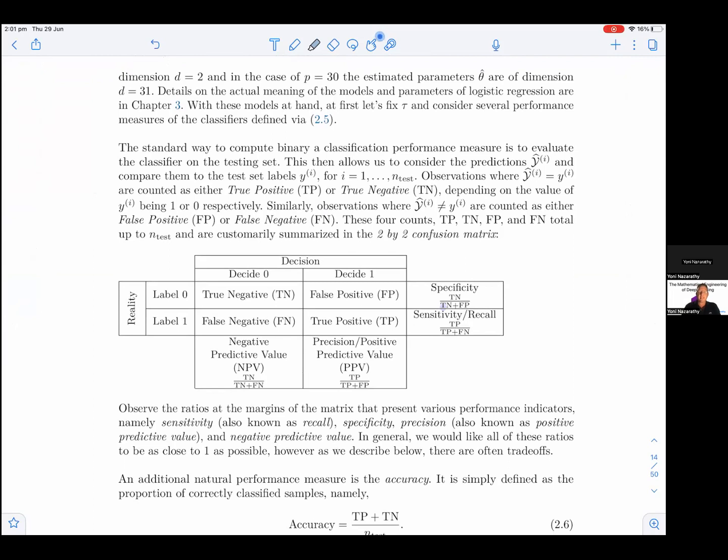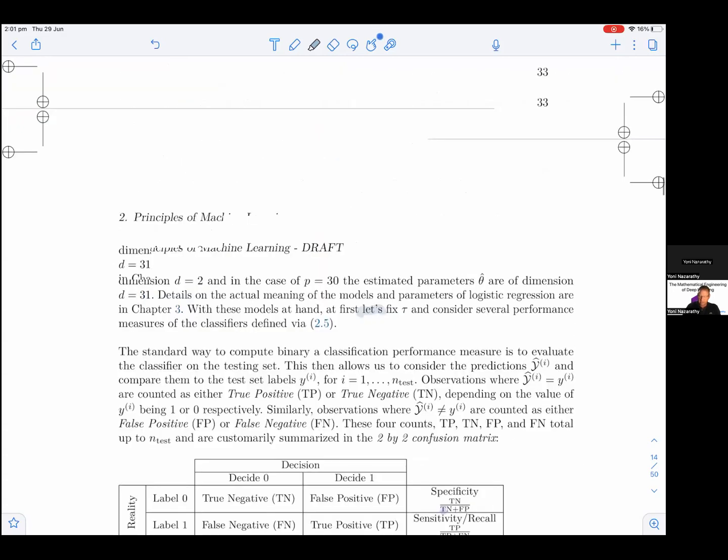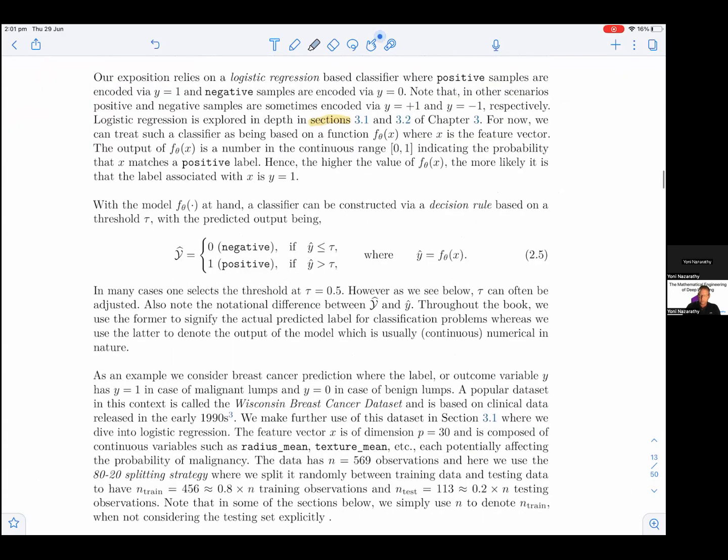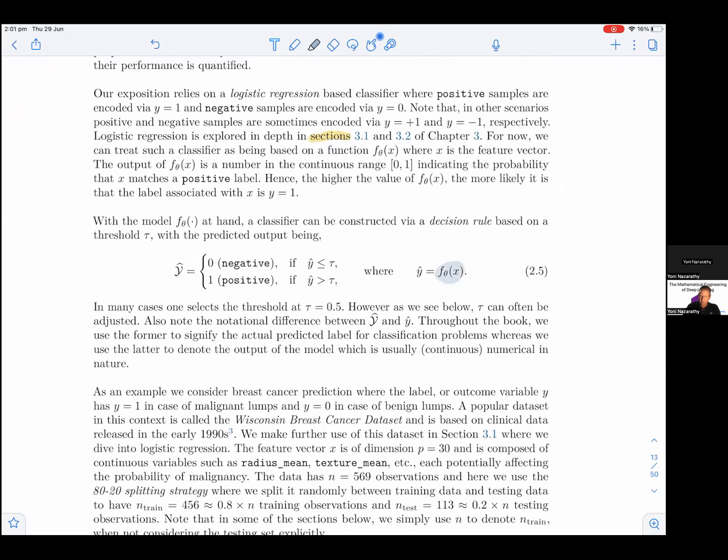With these models at hand, let's first fix tau and consider several performance measures of the classifier defined via 2.5. So again, 2.5 would take our logistic regression model and then either get a negative or a positive depending on if we are less than tau or greater than tau.